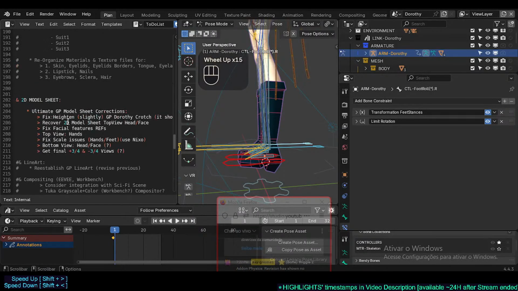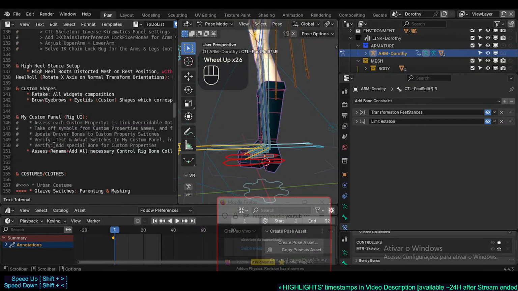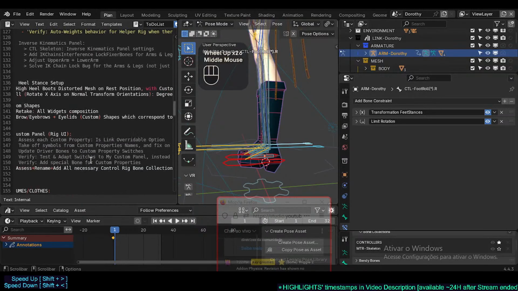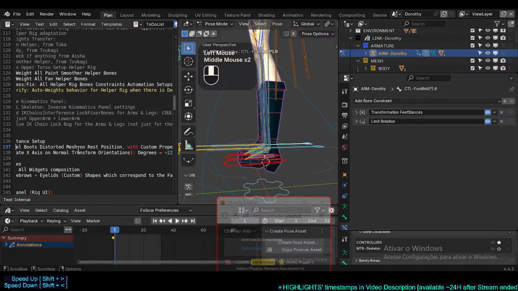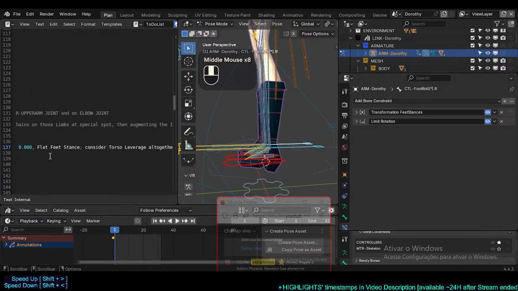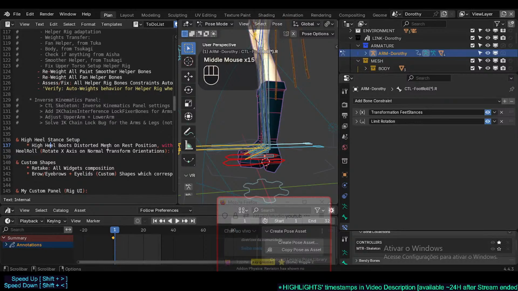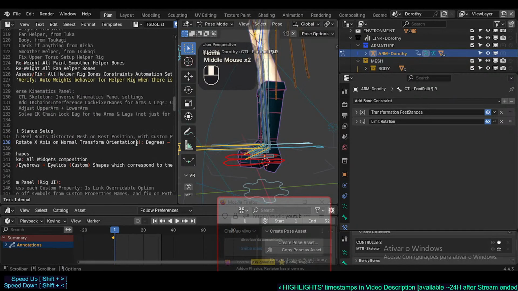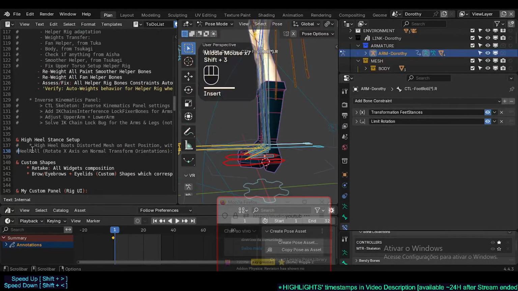Alright, let's get here to complete this stuff. Where is this? Custom shapes. No high heel stance. Okay. High heel bones match breast position with proper custom change of leverage. Okay, we found some other way to do this. High heel rotate axis on normal transform degrees. Yeah, we solved that. That's completely boots.